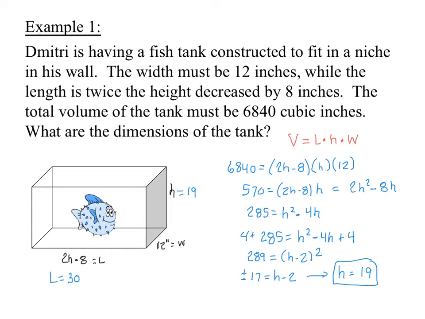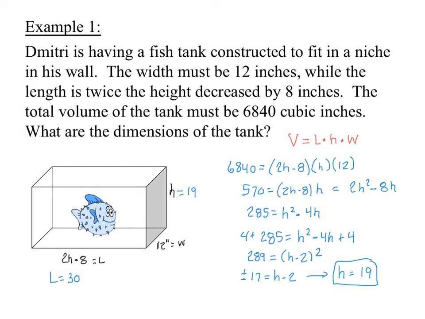Example 1. Dimitri is having a fish tank constructed to fit a niche in his wall. The width must be 12 inches, while the length is twice the height decreased by 8 inches. The total volume of the tank must be 8,840 cubic inches. What are the dimensions of the tank?